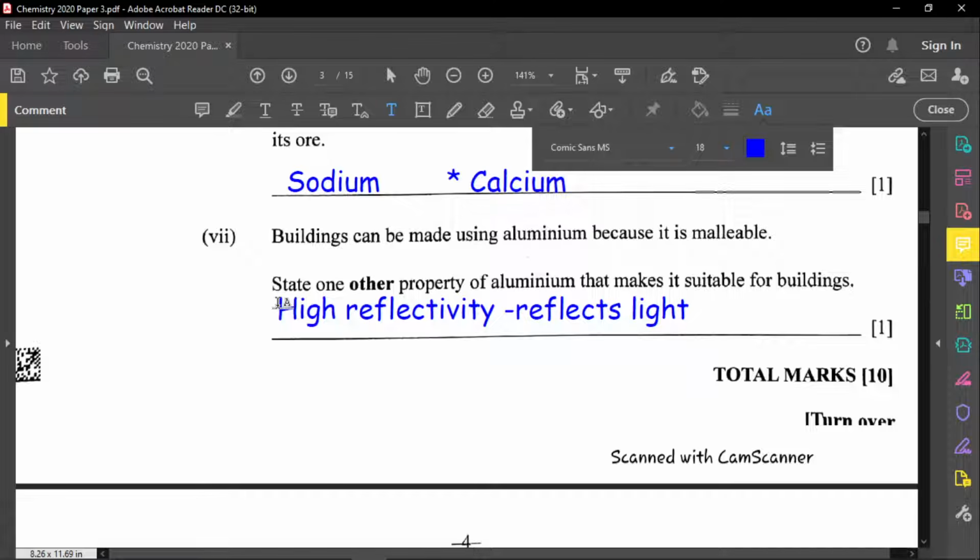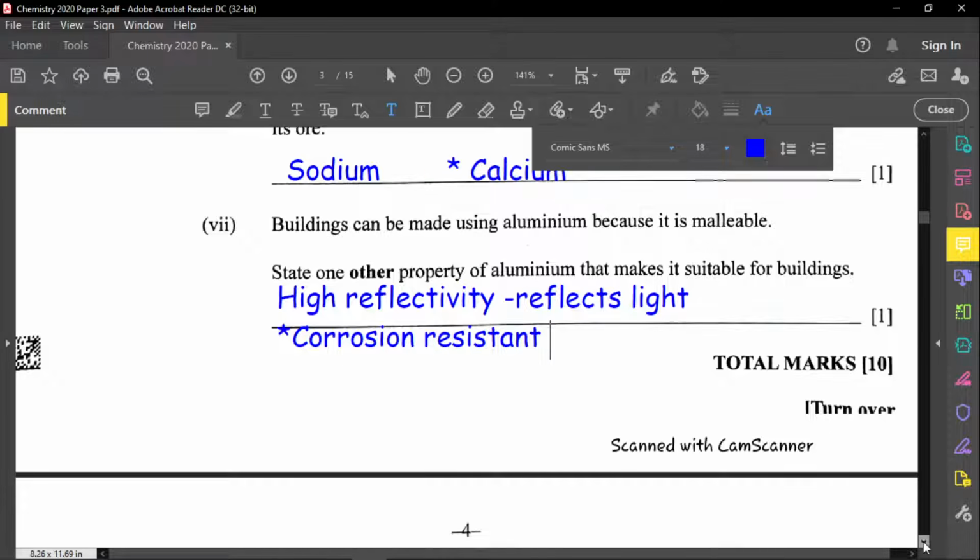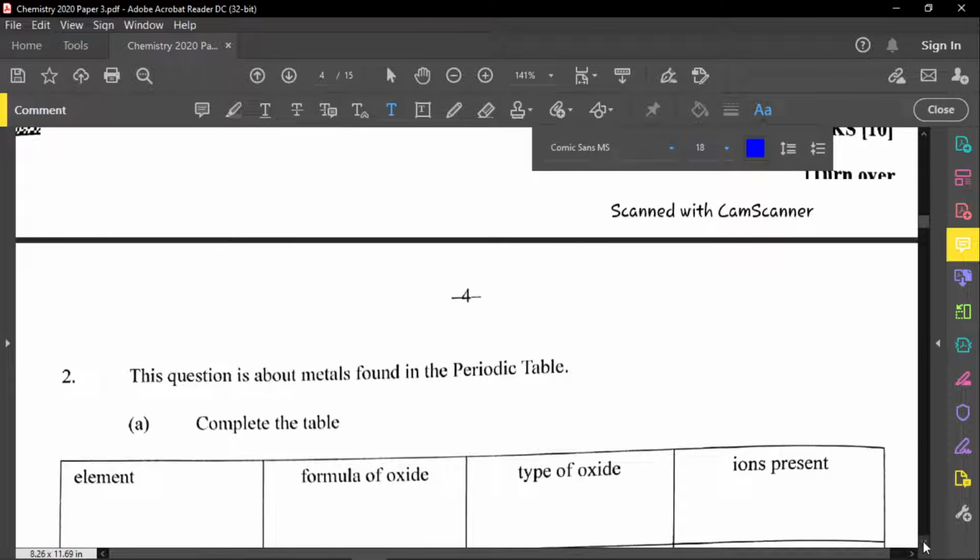Another important property here, which I think is even more important than the one listed above, is that it is corrosion resistant. It has a good corrosion resistant property. So it is corrosion resistant, and that is a very important property. I think it's even better to list than the one I listed above, in terms of reflecting light. You want it to last on a building for a long period of time, so hence, being able to resist corrosion is a very good property.